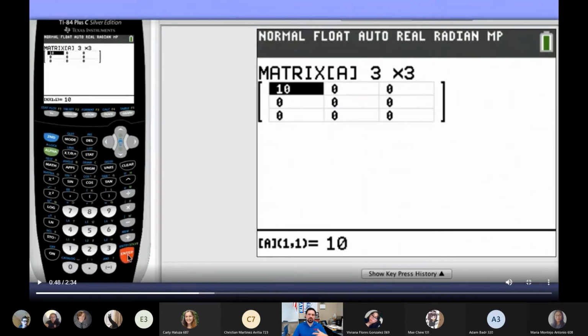Real quick, when you're entering the size of a matrix, the first number is the number of rows. The second number is the number of columns. So if matrix A is a 3x3, it has 3 rows and 3 columns. If it was a 4x3, we would have 4 rows and 3 columns. So that first number you enter is the number of rows, and the second number for the dimensions of the matrix is the number of columns.